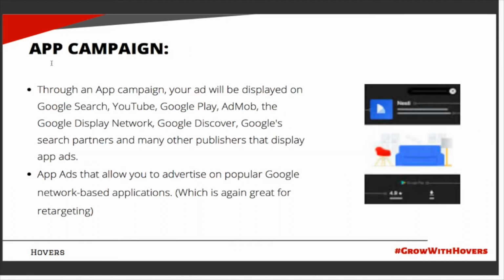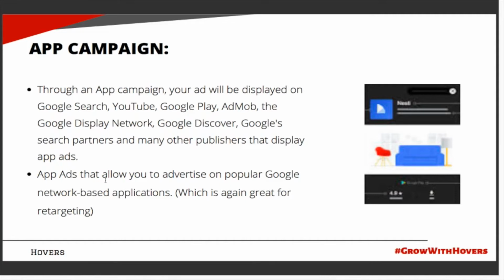Through an app campaign, your ad will be displayed on Google Search, YouTube, Google Play, AdMob, the Google Display Network, Google Discover, Google Search Partners, and many other publishers that display app ads. So app ads allow you to advertise on popular Google network based applications.